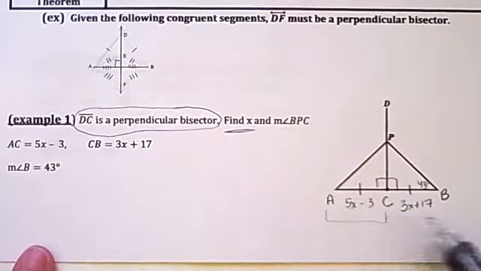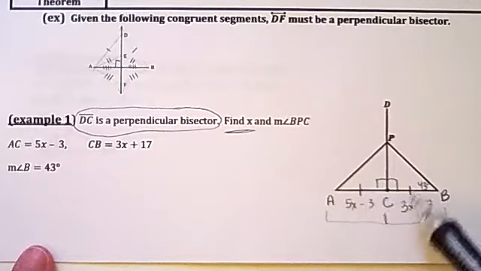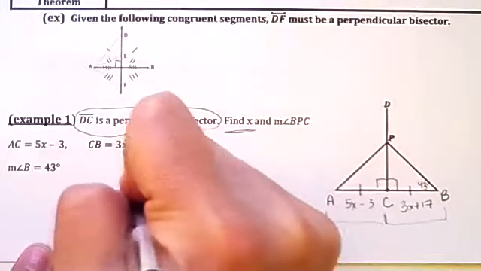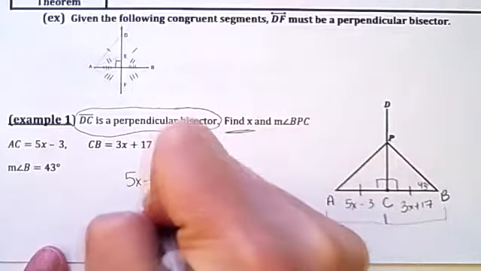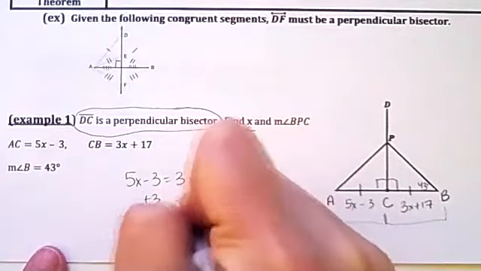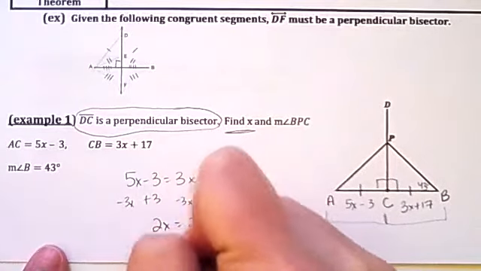We were told AC and CB. Since this is a perpendicular bisector, these are equal. So you're just going to set them equal to each other. So you're going to have 5X minus 3 equals 3X plus 17. So we're going to add 3, subtract 3X. So that's 2X equals 20, X is 10.